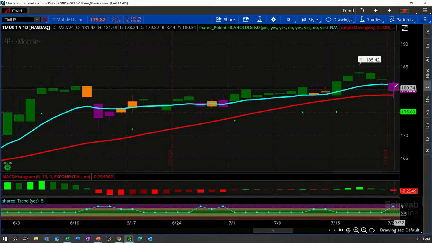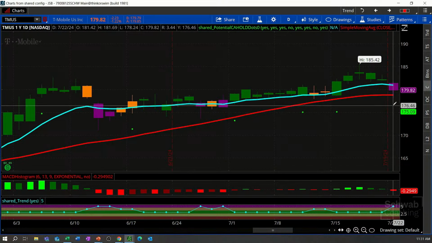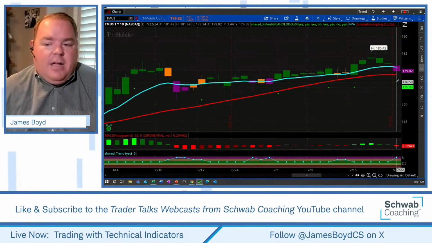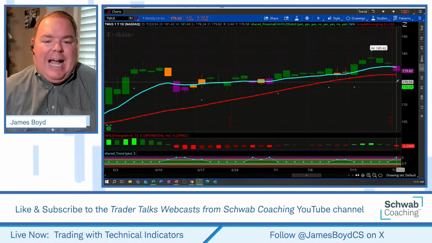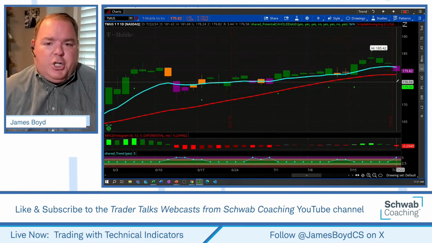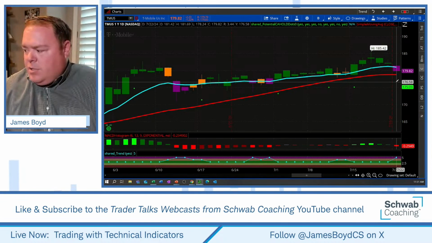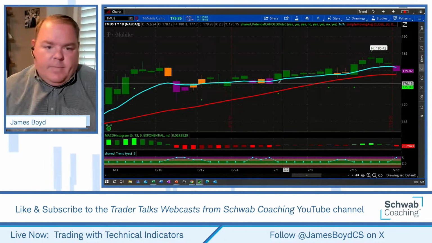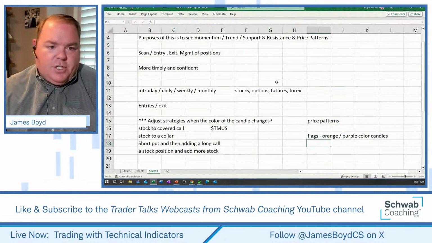Just because it has an orange color candle doesn't mean that the intermediate trend is broken, but it might come down to this 177 and just consolidate. So that's how the investor might use the trend script on the chart itself, and change strategies. Now, I want to also go back to something real quick.